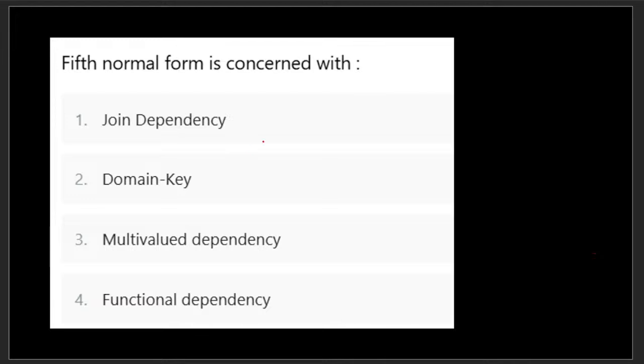So answer everyone. Fifth normal form is concerned with what? So the whole table we have for this one. Join dependency, domain key, multi-valued dependency, functional dependency, everything. So what do you think is the correct answer? Write in the chat box. I want everyone to answer this.